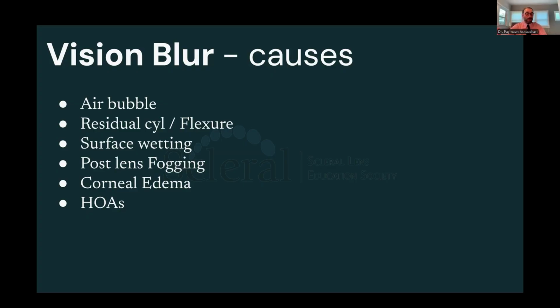Could also be due to higher order aberrations. This can be very hard to detect if you don't have some type of advanced aberrometer to look for this. And some of us may not have access to it, so it's hard to check for this, but this certainly can be an issue.